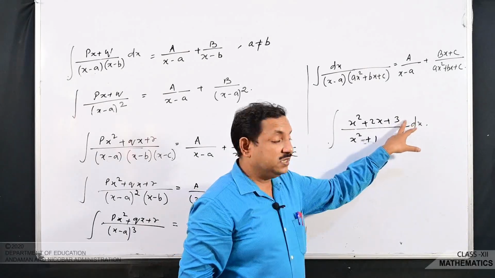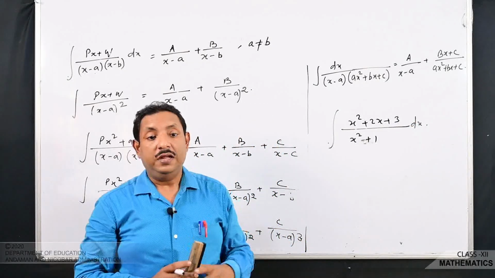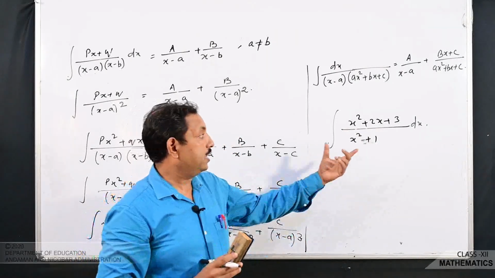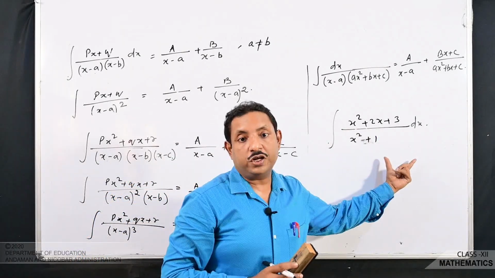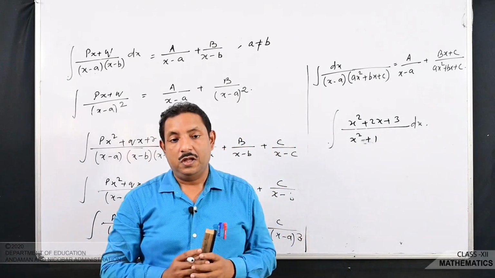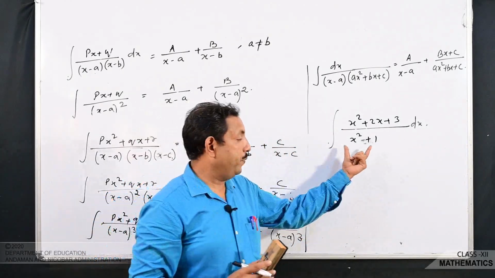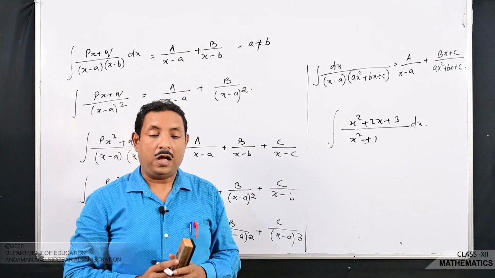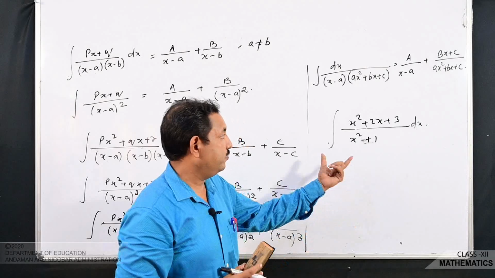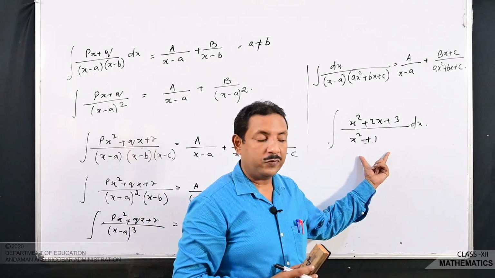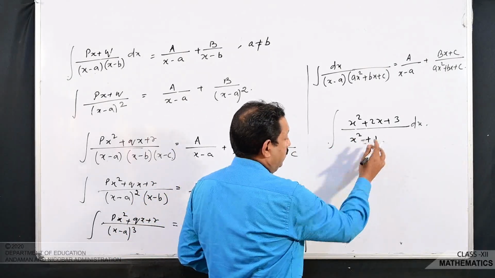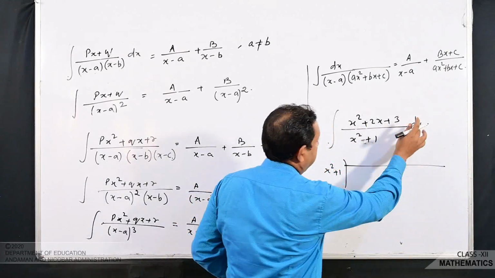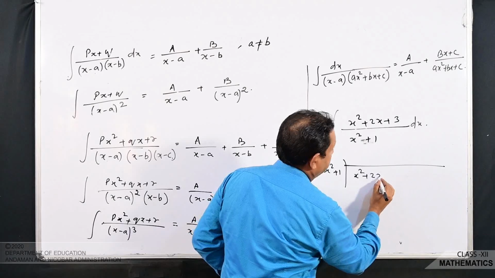That means it is an improper fraction. We cannot find the solution of an improper fraction directly. First of all, you have to make this improper fraction a proper fraction. And how is that possible? Simply by the long division method. Here I use x square plus 1 and I divide x square plus 2x plus 3.